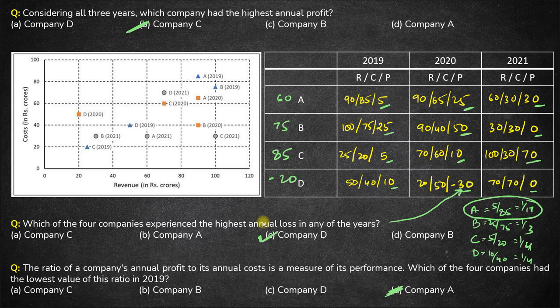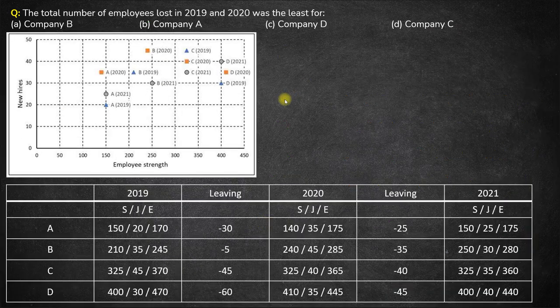Now, moving on to the next question. The total number of employees lost in 2019 and 20 was the least for which company? Okay, so here again you'll have to look at the data and see how many employees are leaving in 19 and see how many employees are leaving in 20 and then calculate the required answer.